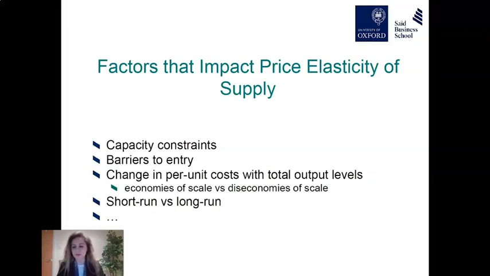Finally, I want to mention the importance of the time horizon in influencing the price elasticity of supply. This idea here is the same as what we discussed for the demand. In the short run, generally, the supply is quite price inelastic. Only in the long run, it can become more elastic. The reason for this is that over a long period of time, firms have more time to adjust their factors of production, perhaps to become more efficient and also to overcome the capacity constraints.